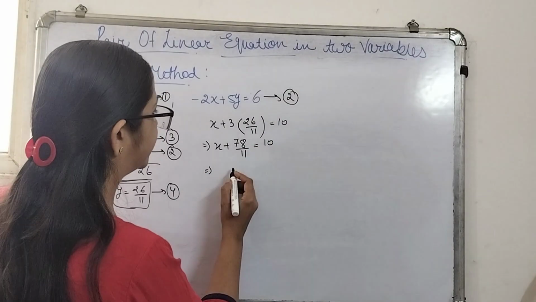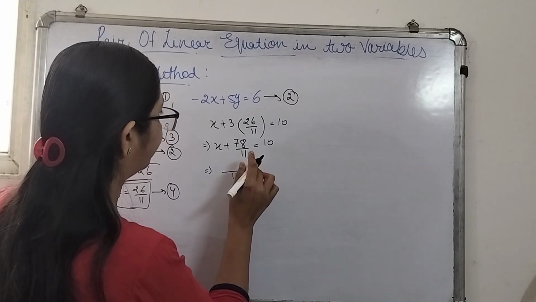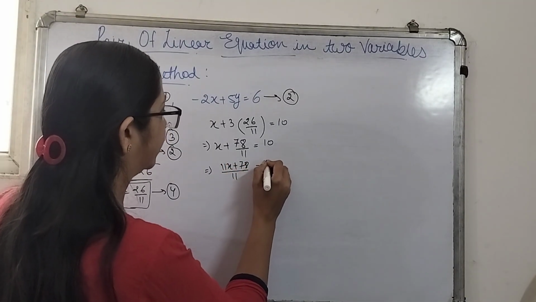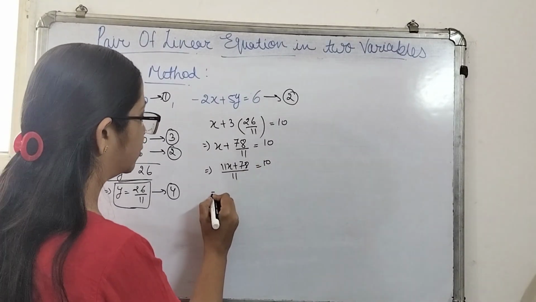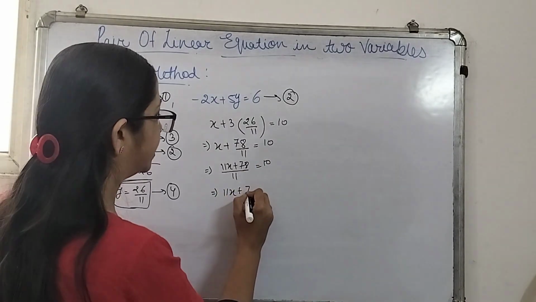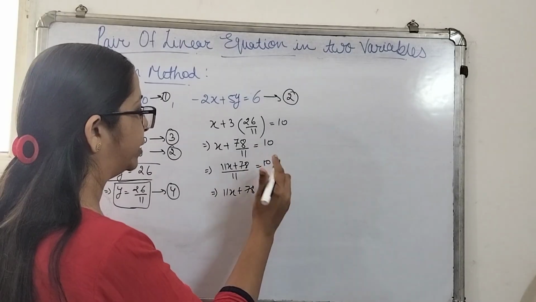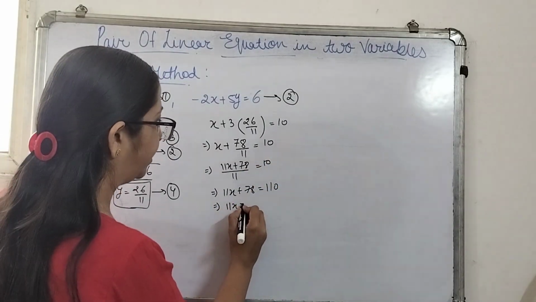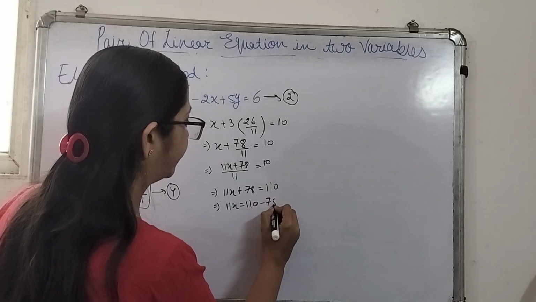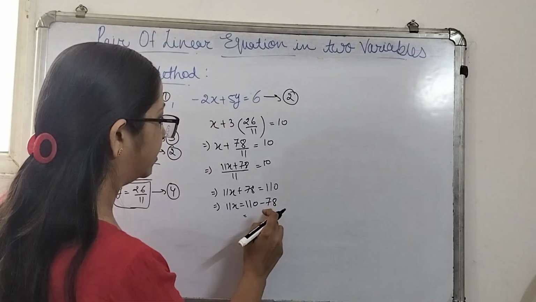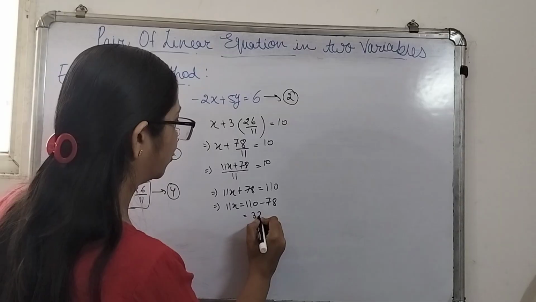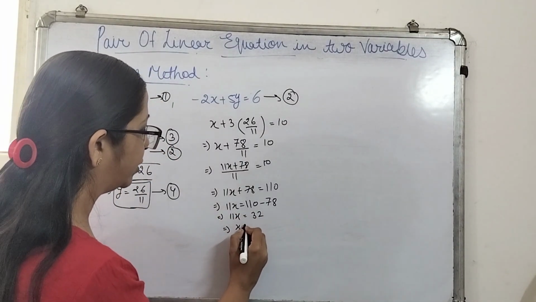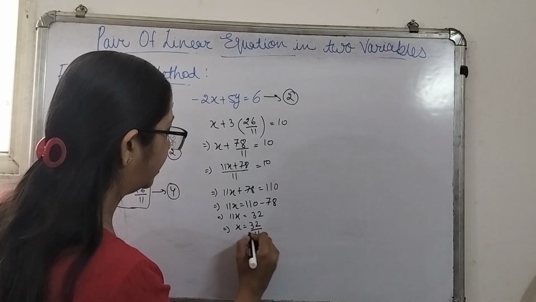So we will be taking LCM over here. It will become 11x plus 78 over 11, equivalent to 10. Now we can cross multiply it. So this will become 11x plus 78 is equivalent to 11 into 10, which is 110. So 11x will be 110 minus 78. So this will be 32. That is the value of 11x, and the value of x will be 32 divided by 11.